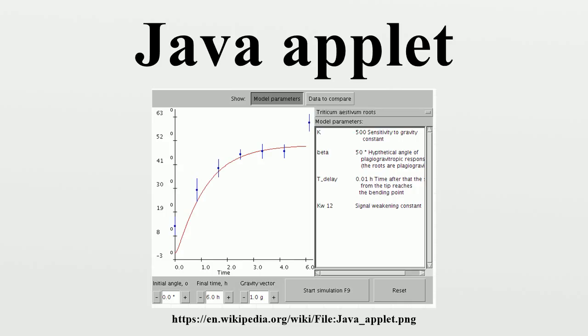Since Java's bytecode is cross-platform, Java applets can be executed by browsers for many platforms, including Microsoft Windows, FreeBSD, Unix, OS X and Linux. Overview.